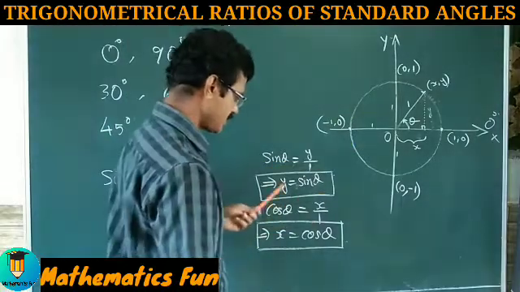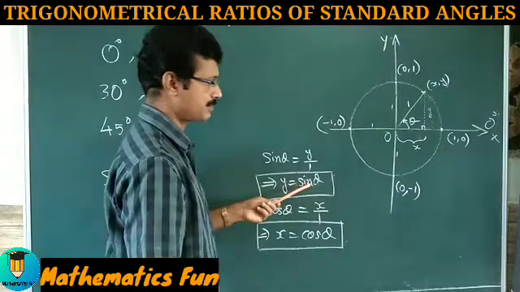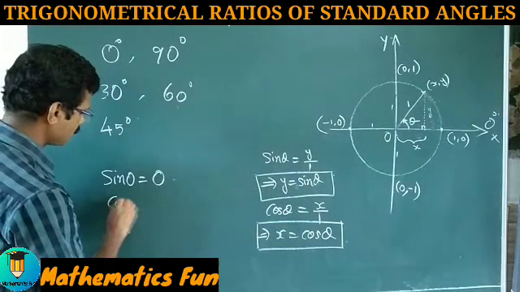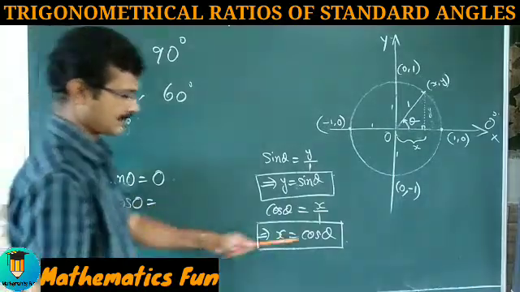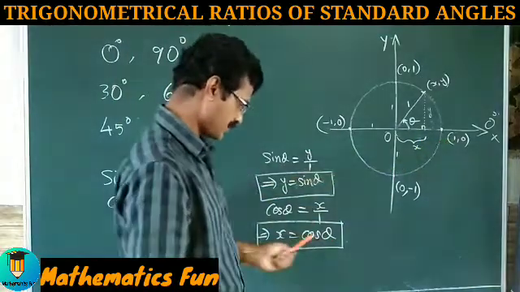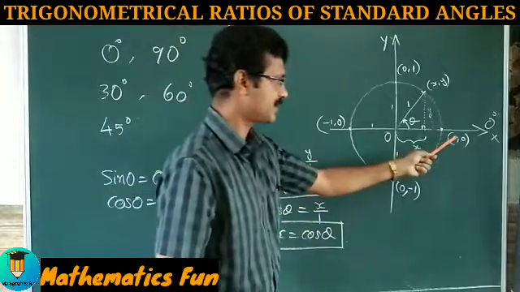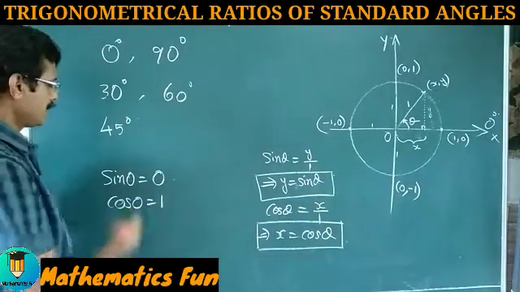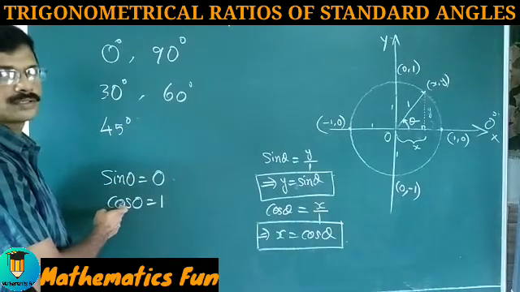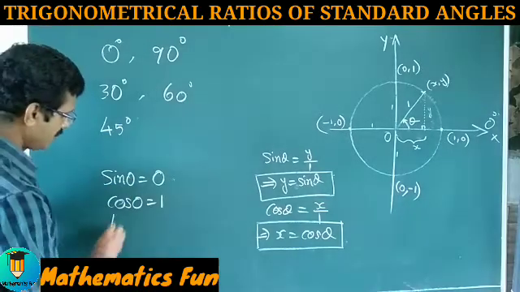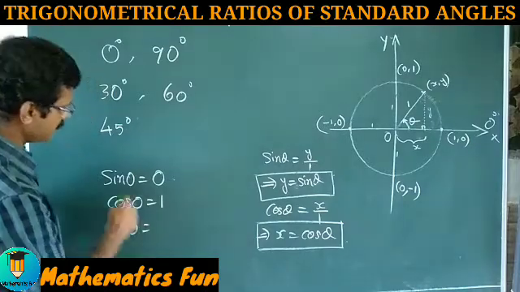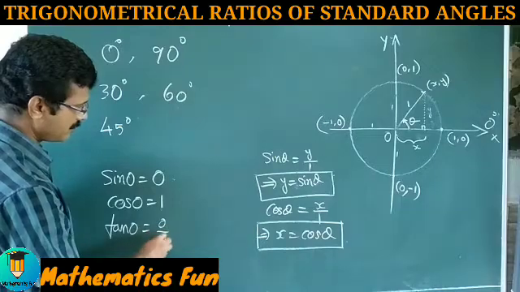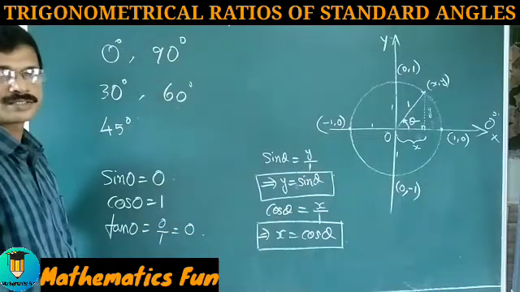Y stands for the sine of that angle. Now, x stands for cos, so cos 0 is the x coordinate. The x coordinate here is 1, so cos 0 is 1. Now if you know sine and cos, tan is only a combination. Tan 0 is equal to sine 0 by cos 0, 0 by 1, which is 0.